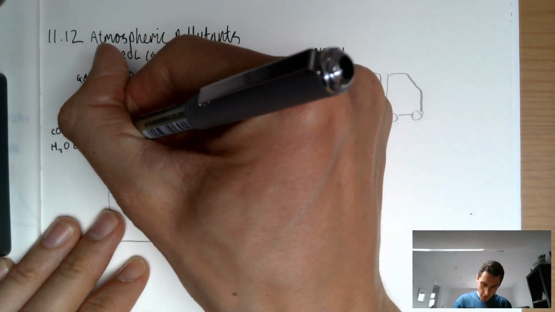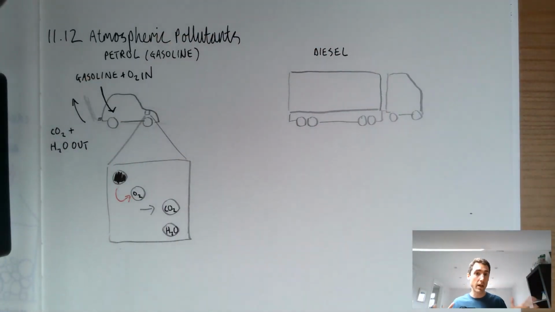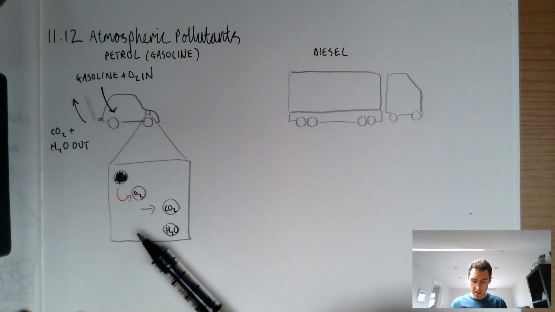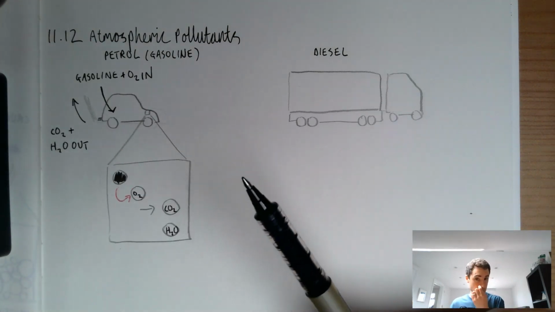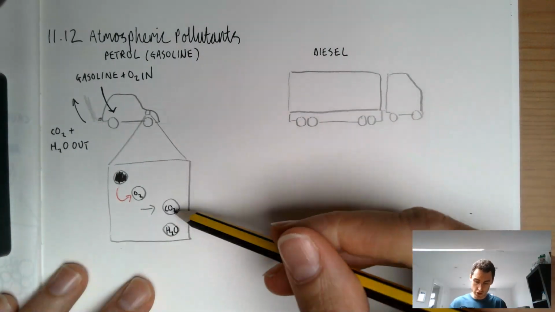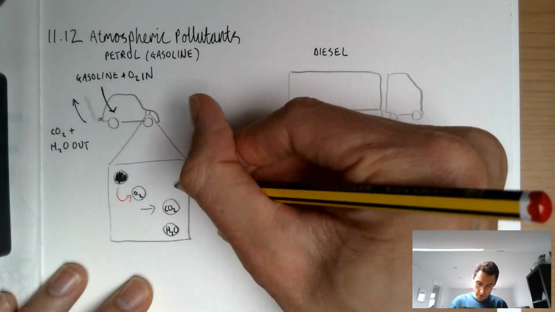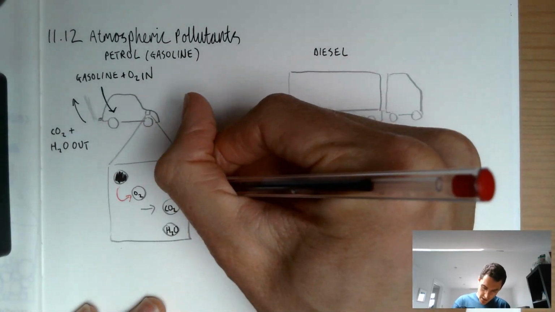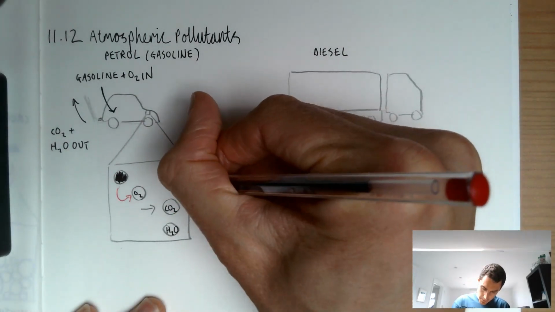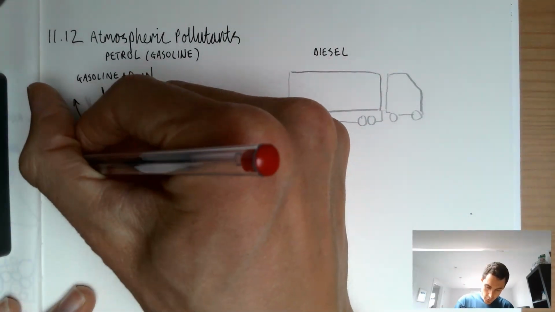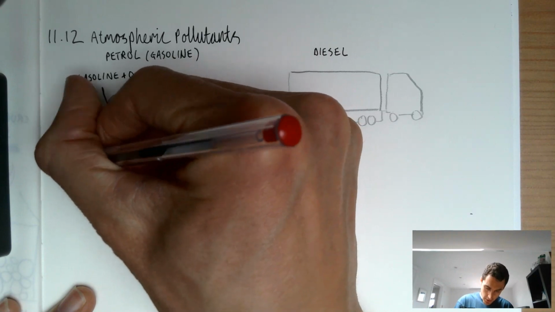Now, one atmospheric pollutant we can talk about straight away, even with a petrol engine, is carbon monoxide. Sometimes what happens is if this process doesn't happen properly, especially if there's not enough oxygen, then we might end up with something else coming out, which is carbon monoxide. And I'm going to do this in red just to show that it's something a bit different. That's not what we want. So we might add here, one atmospheric pollutant is carbon monoxide.